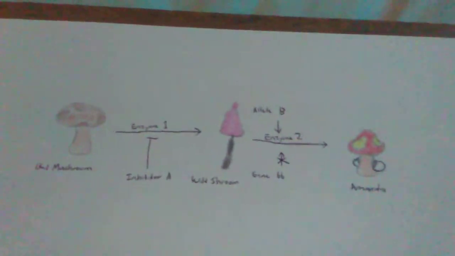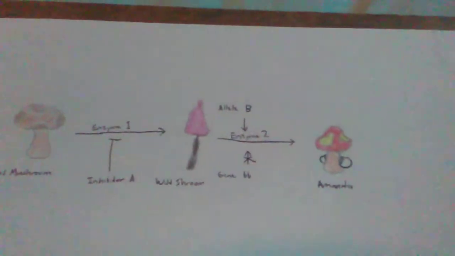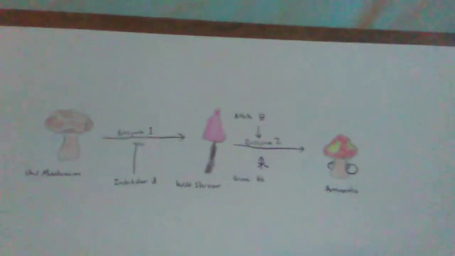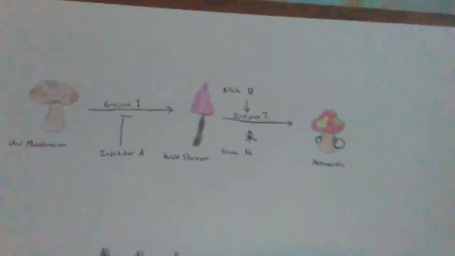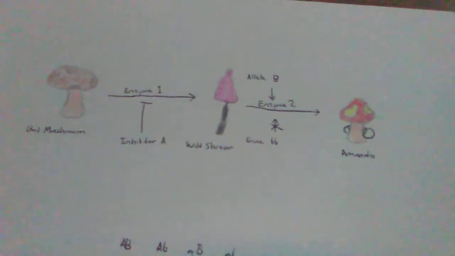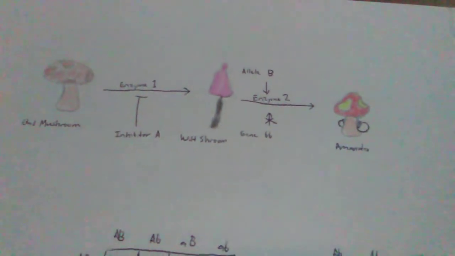In the first gene, the dominant allele is a repressor. This means that if there is a dominant allele at the first locus, the inhibitor would prevent the enzyme from converting the precursor to the intermediate. Since there is no intermediate, it does not matter what the second locus is, it won't be able to turn anything into the product.